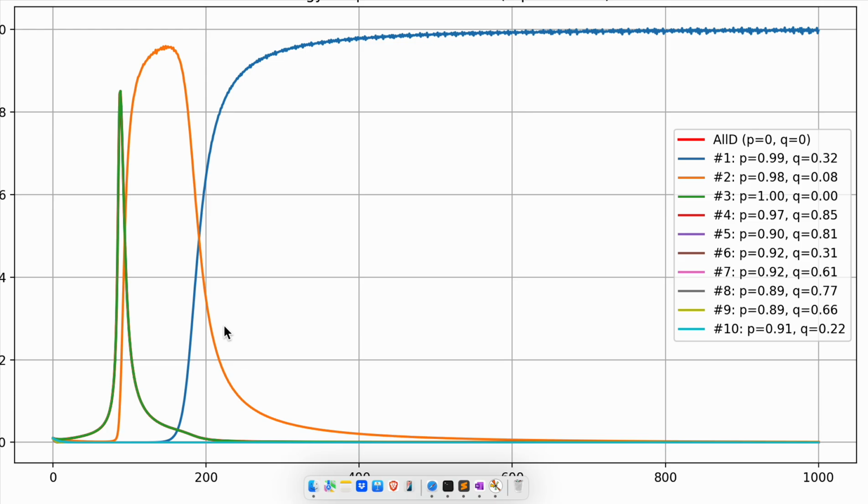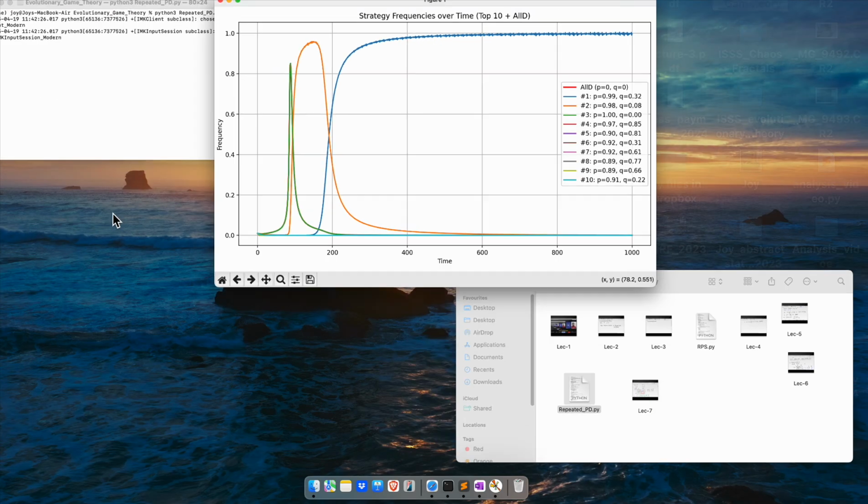Yes, now you see, in the presence of TFT, this green one is the TFT strategy. Can you see my screen?